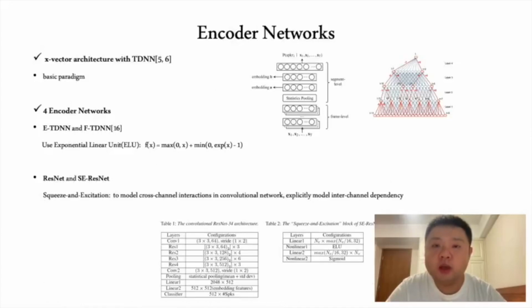Traditional popular encoder networks are TDNN, as shown on the right side. And in this work, we use 4 encoder networks. First 2 are eTDNN and FTDNN. We use exponential linear unit rather than ReLU compared to TDNN. And 2 other encoder networks are ResNet and SE-ResNet. Squeeze-and-Excitation models cross-channel interaction in convolutional networks. It explicitly models inter-channel dependency.